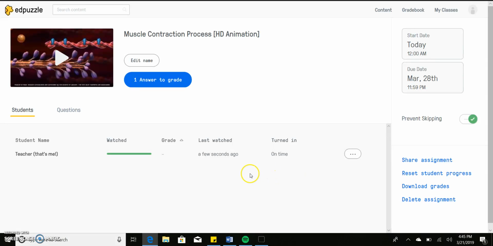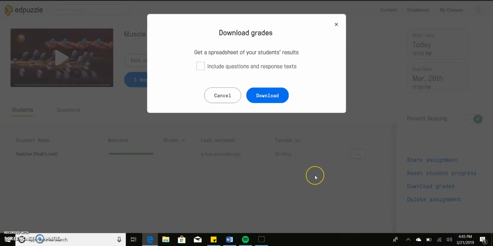We can see the grade and export the grades.